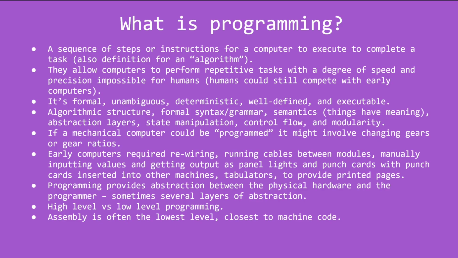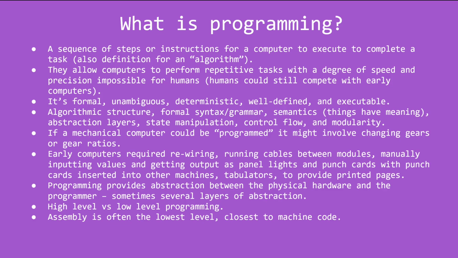Well, an algorithm is a sequence of steps or instructions for a computer to perform a task, or actually in the general sense, for a person to perform a task. A computer program is the implementation of that algorithm. They allow computers to perform repetitive tasks with a high degree of speed and precision that's impossible for humans, although with the earliest computers humans could compete in certain ways, but now it's billions of calculations a second.